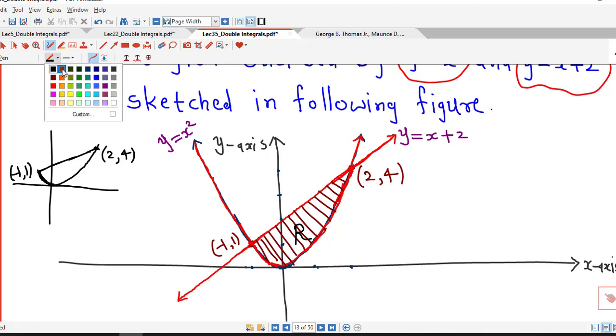Now suppose we want to integrate with respect to y first. We will consider a vertical line passing through the region. So we can consider a vertical line in any part of the region. If we consider a vertical line in any part of the region, it will enter the region on the parabola and it will leave the region on the line. So this vertical line enters the region on the same curve, the parabola y equal to x square, and it leaves the region on the same curve y equal to x plus 2.